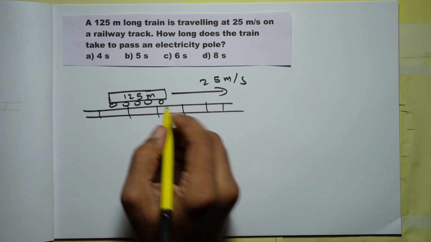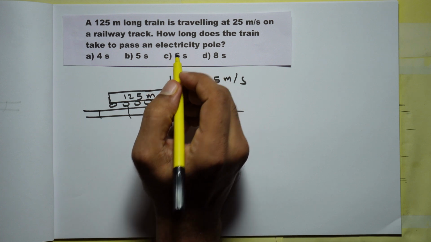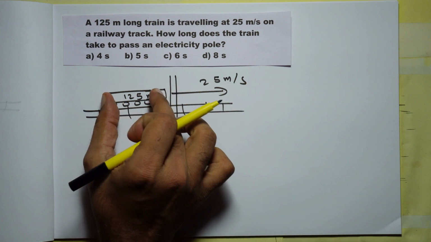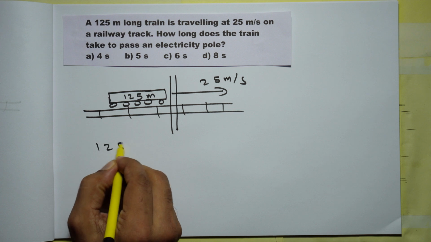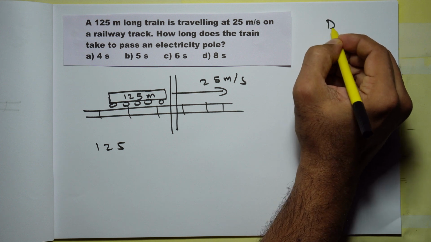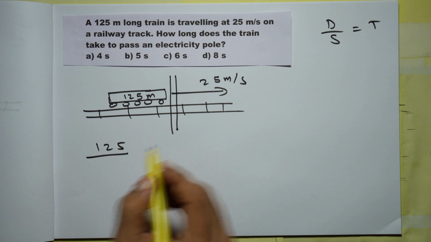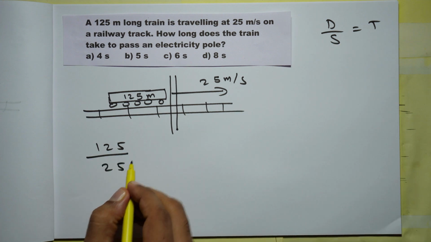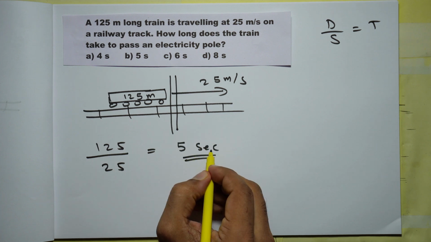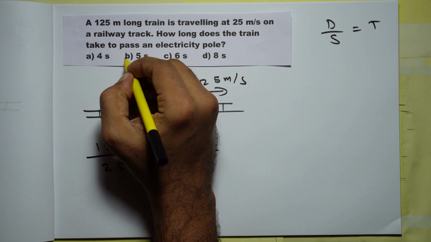Now this is a railway track, and just by the side of the railway track there is an electricity pole here. So the question is, what is the time required for the train to pass this pole? To pass this pole, its own body length 125 meters has to be moved. So distance to be moved is its own body length. Now time required is distance by speed. Distance to be moved is its own body length 125, by speed 25 meters per second. So distance by speed gives you time, that is 5 seconds. So in 5 seconds the train will cross this pole. So time required is 5 seconds, option B.